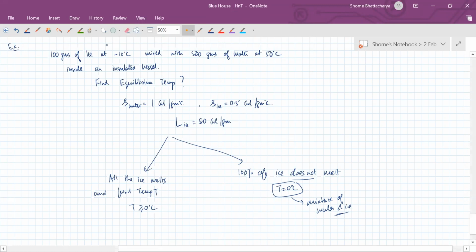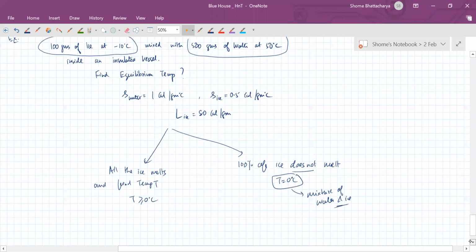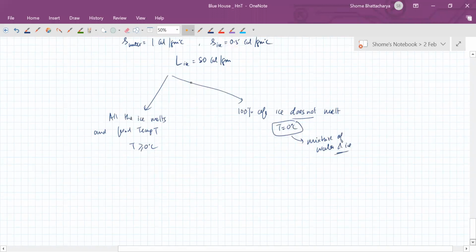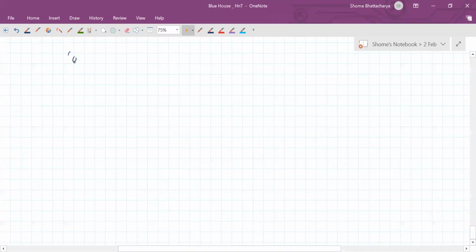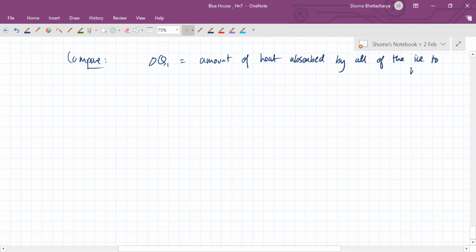Okay, so for that this data becomes important. We have 100 grams of ice at -10 and 500 grams of water at 50 degrees C. Okay, so what we will do is we will compare two things. One, let's say delta Q1, the amount of heat absorbed by all of the ice to melt.